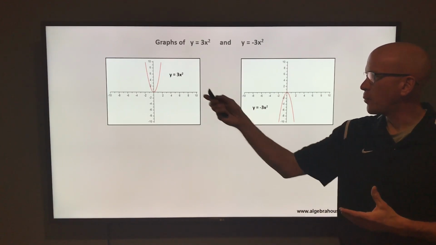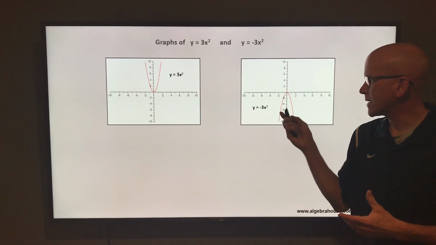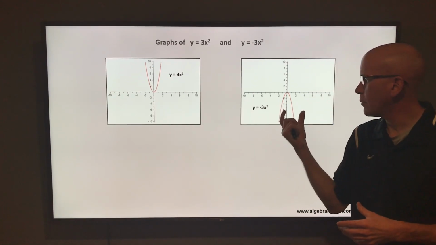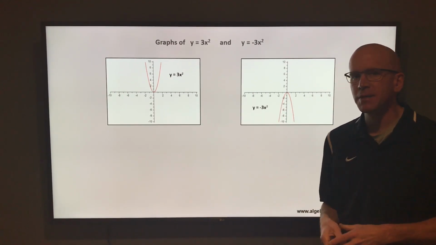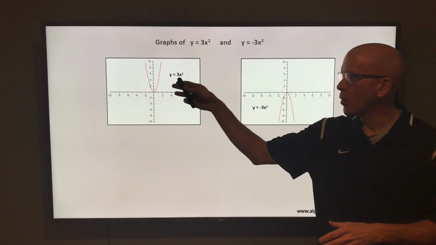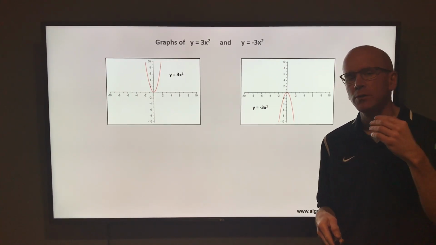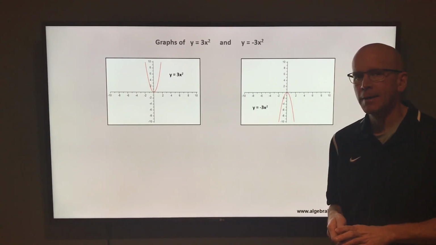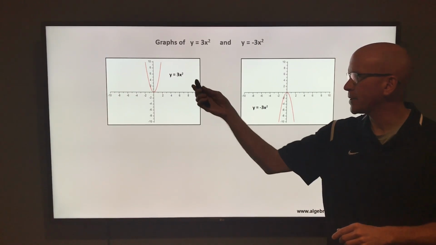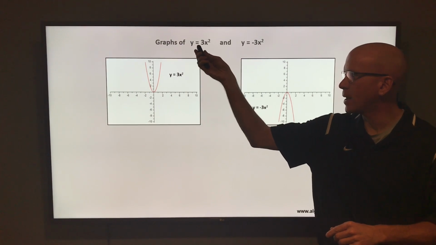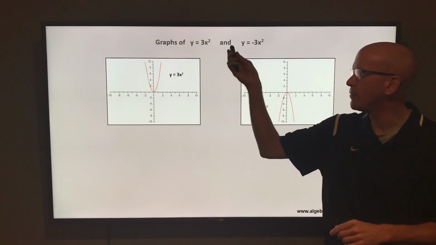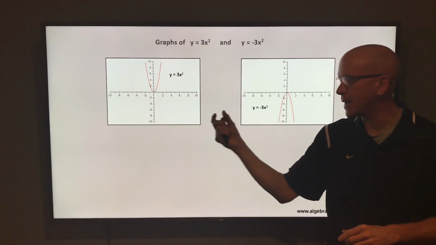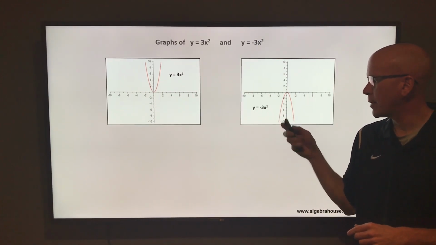So what's the difference? Y equals 3x squared, y equals negative 3x squared. You can see that this parabola opens upward, this parabola opens downward, but basically they are the same. It's a reflection over the x-axis. Remember, when you take the negative of the value of y, that reflects the graph over the x-axis. And that's what's happening here. We're taking the negative of the value of y. The value of y is the whole right side. If you take the negative of that, you get y equals negative 3x squared. That creates a reflection over the x-axis, and that creates this parabola.